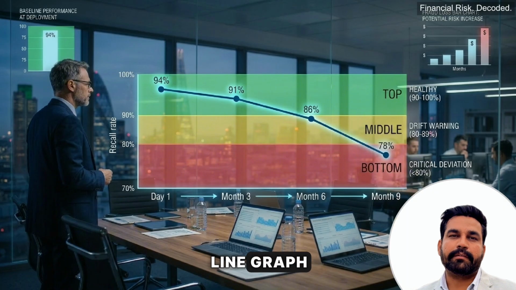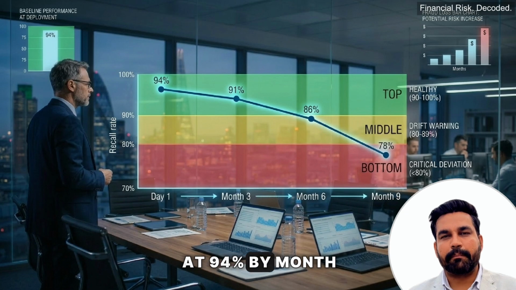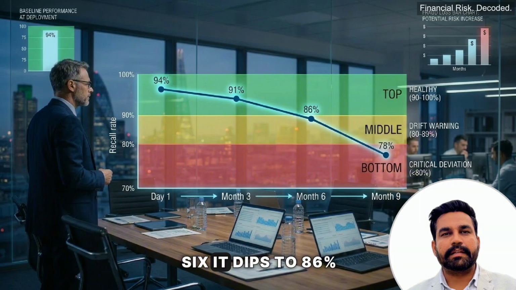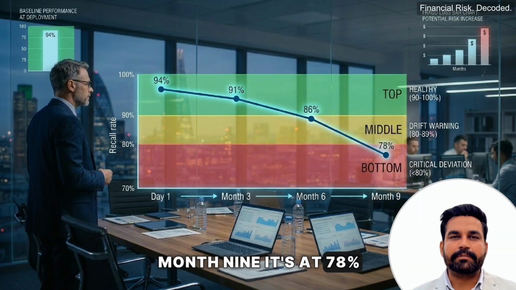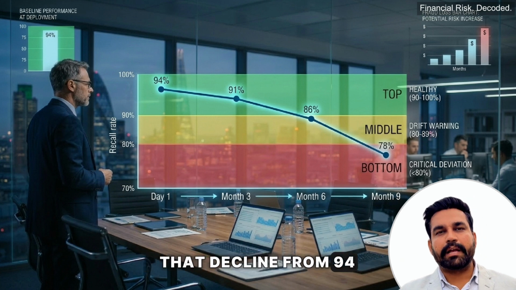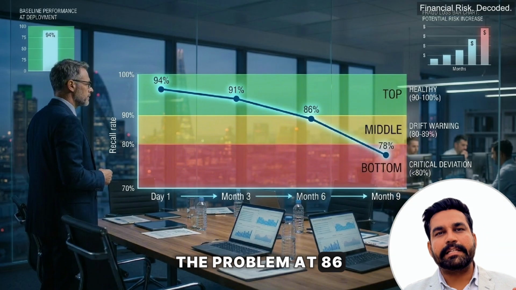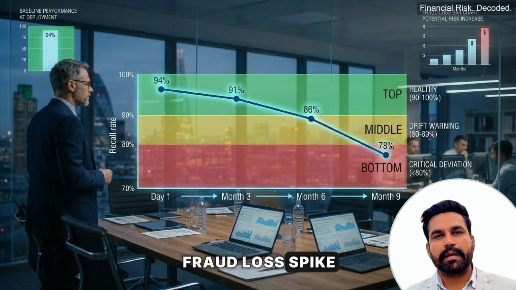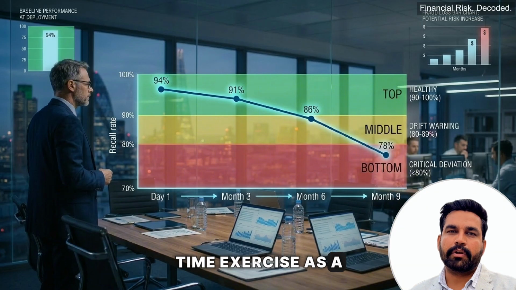Picture a simple line graph. Your recall rate over time. On day 1, it's at 94%. By month 3, it's at 91%, still green. By month 6, it dips to 86%. You've entered yellow. By month 9, it's at 78%. You're in the red. Without this framework, that decline from 94 to 78 happens in silence. With it, you caught the problem at 86, 3 months earlier, before it became a regulatory finding or a fraud loss spike. That's the power of baselining, not as a one-time exercise, as a continuous discipline.